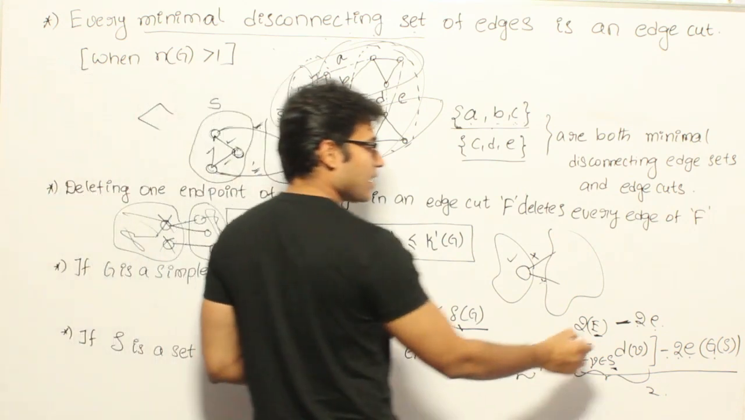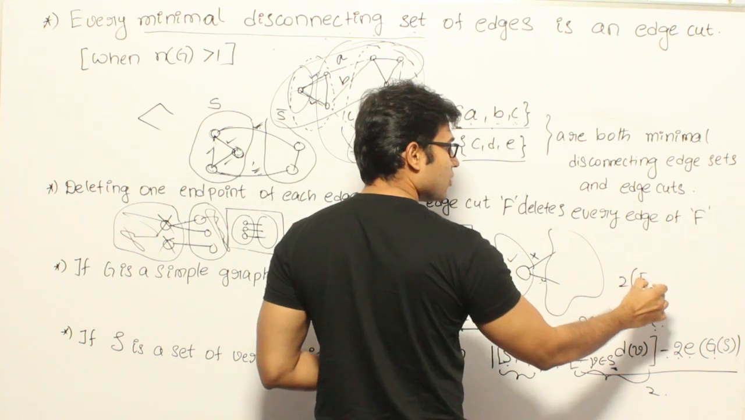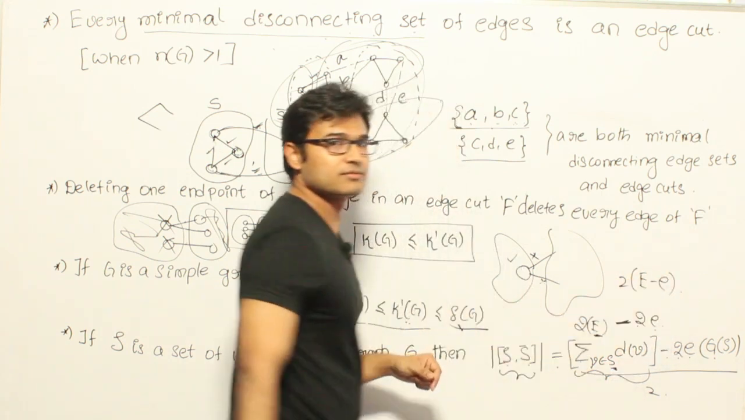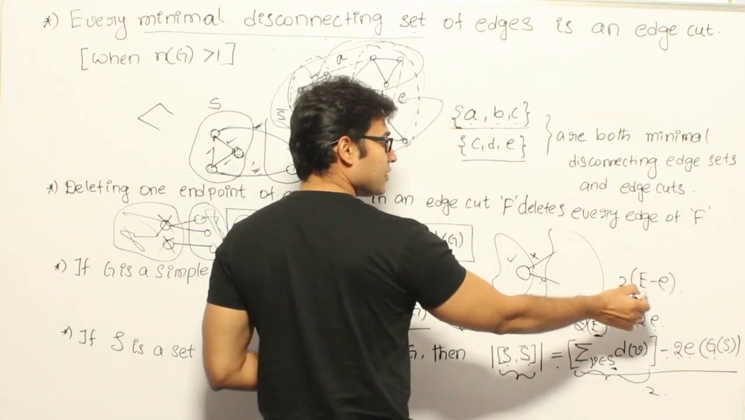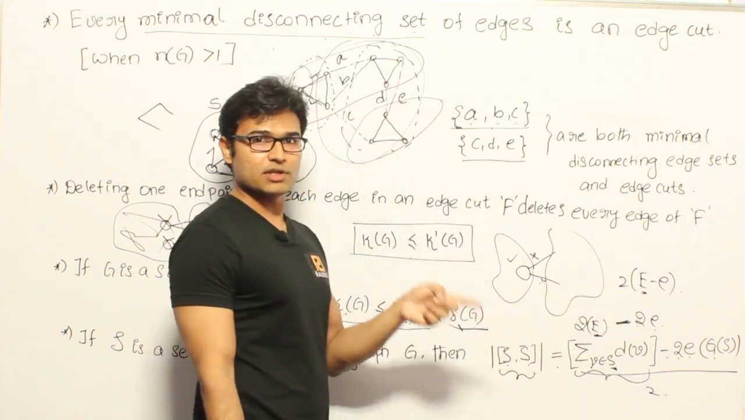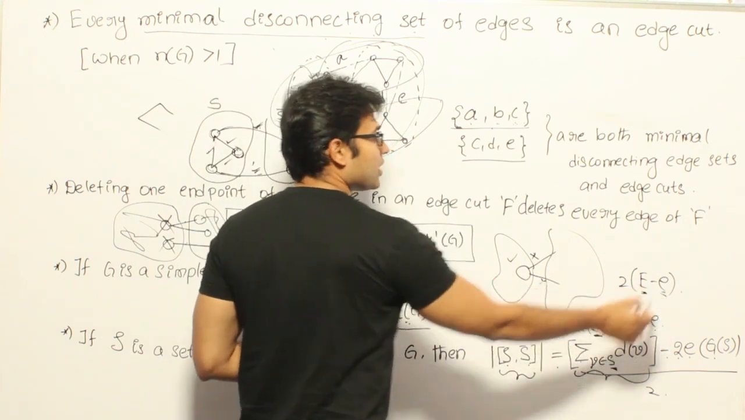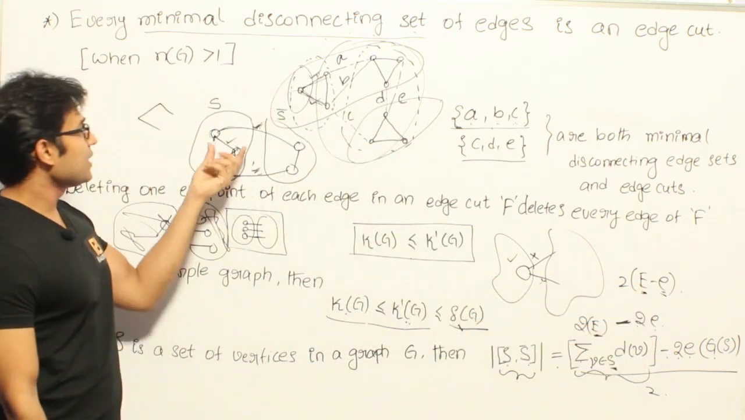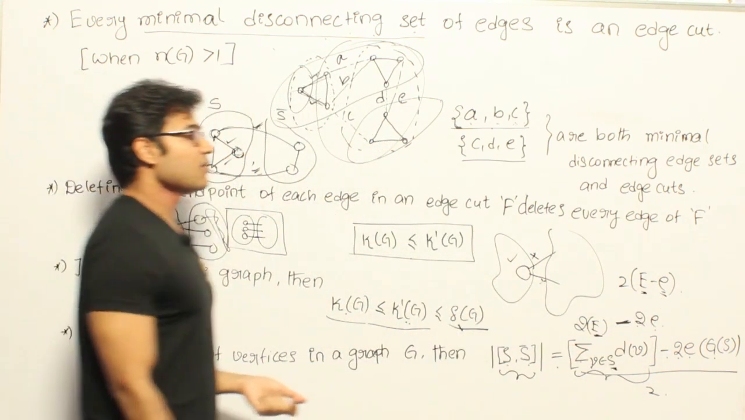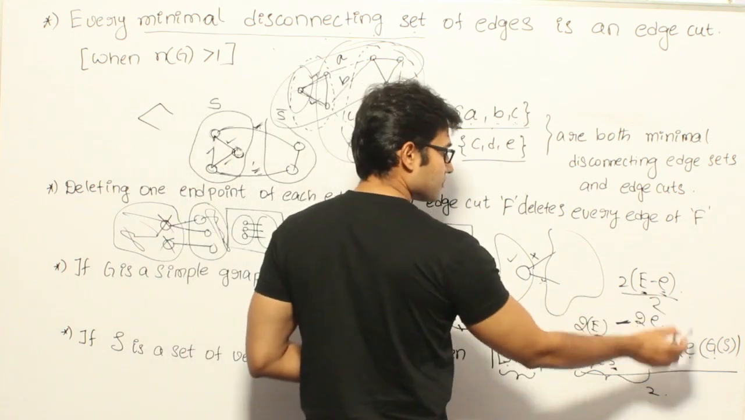Then what do I get? I am going to get 2E minus 2e. Now what is this E? The total number of edges which are incident on the vertices which are present in this set. And what is this small e? The total number of edges which are completely lying within this set, right? Therefore you have to divide it by 2. Okay?